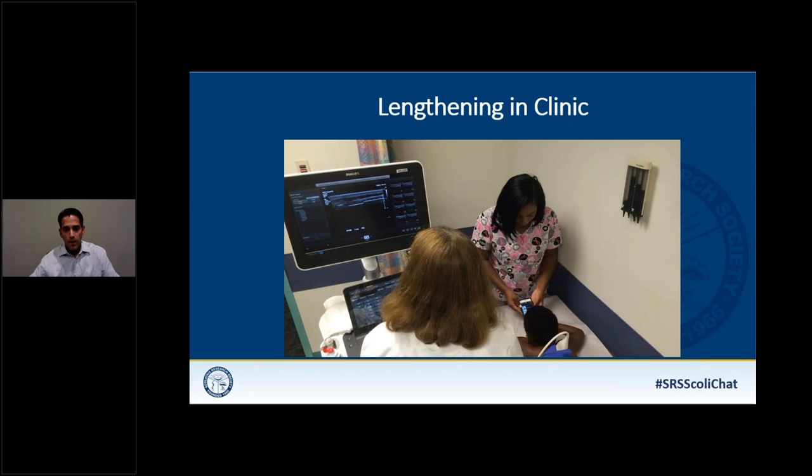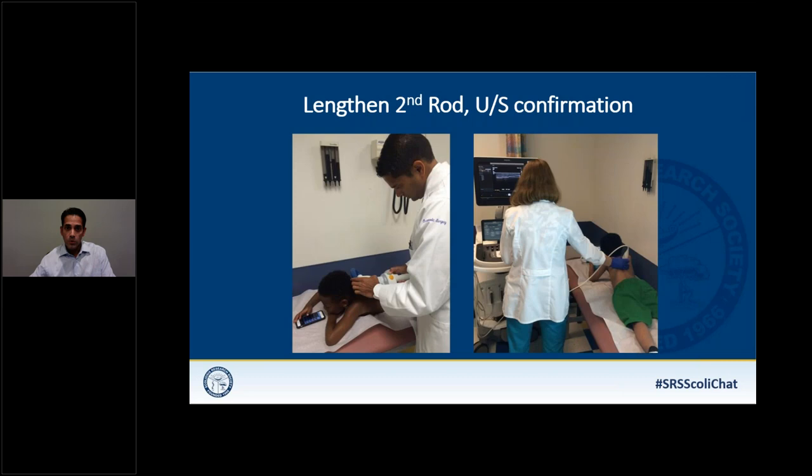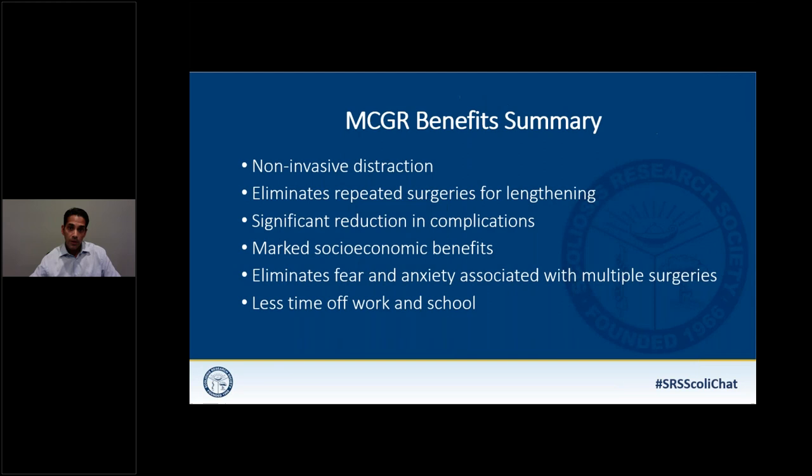This child's playing on his mom's iPhone while we get an ultrasound of the rods, and then we find the rods with a magnet and we confirm by ultrasound that these rods have gotten longer. So here I am finding that magnet, using the external controller to tell that internal magnet to get longer. And then we subsequently use an ultrasound to avoid any further radiation to make sure we actually did get lengthening in the clinic. You can see he's awake.